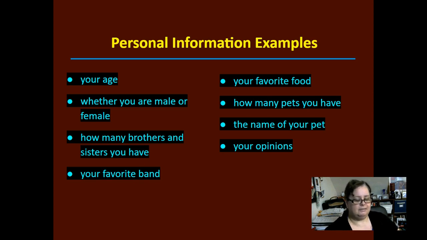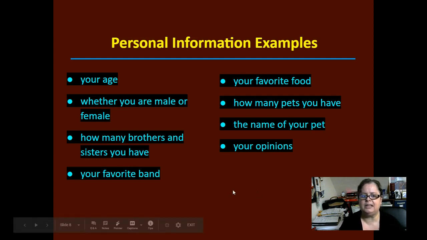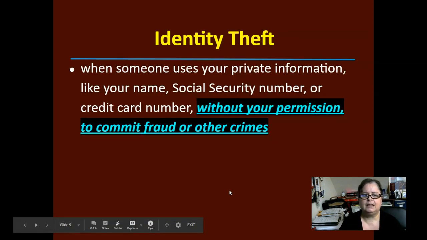Favorite foods, I talk about my chai tea all the time, and my love for pizza and Mexican food. How many pets you have, the name of your pet, your opinions. Those are all okay to share about yourself. You could talk about your favorite colors, jewelry you like, but you don't want to really share your private information or information that you're going to put into a password, okay? And that's the really important piece here.